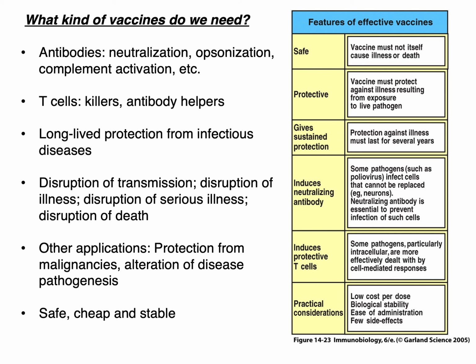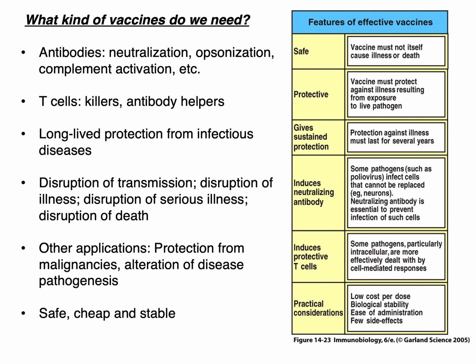So what kind of vaccines do we need? Well, we need vaccines that can induce antibodies that can neutralize or opsonize or activate complement. We need vaccines that can induce T cell activation. We need vaccines that can provide protection. We need vaccines that ideally would disrupt transmission.